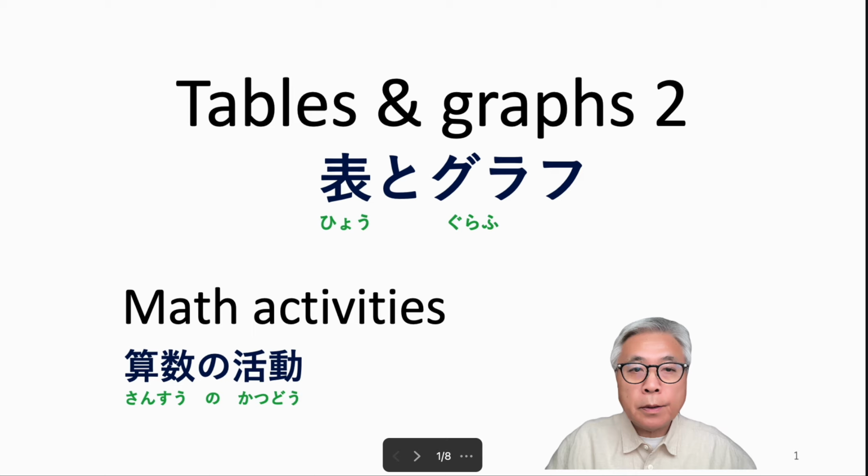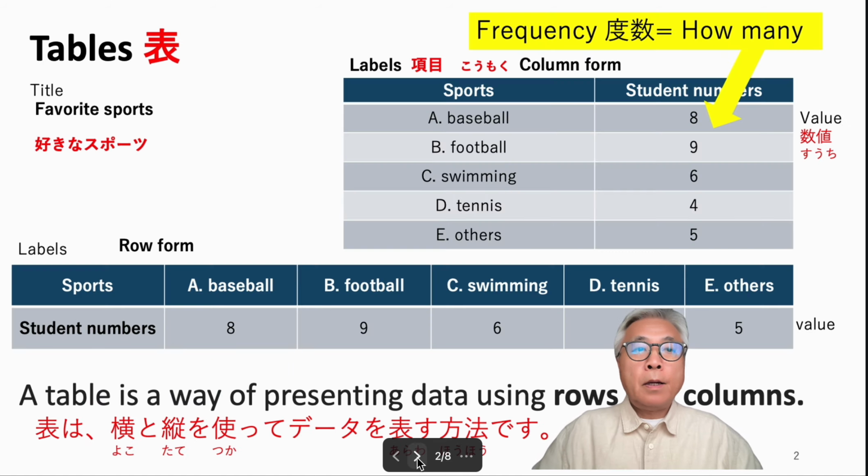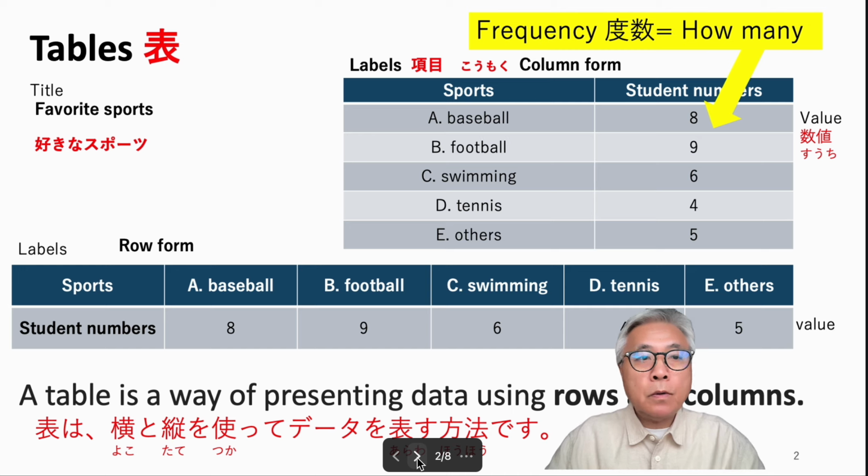今日は表とグラフの2回目です。Okay, let's get started. Today's topics are tables and graphs. Let's start. Math activities. Okay. Alright, let's have some review. Tables, 表. For example, favorite sports, 好きなスポーツ.